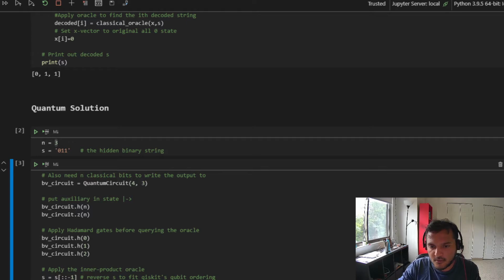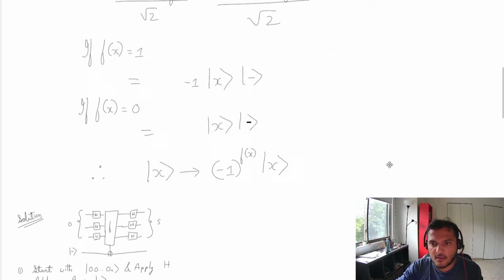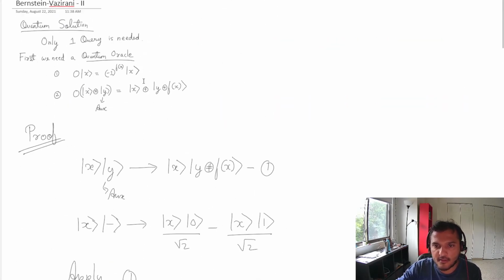Right. So if I bring this up and look at this second law, the oracle, when it acts on a state, gives you -1 to the power f of x on that state. Now this is equivalent to, like I demonstrated in the previous video, the oracle acting on the state and an auxiliary state giving rise to x, and then this is an outer product, and then y XOR f of x. So this is what we are trying to model.